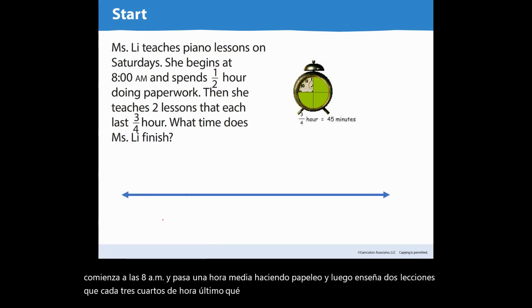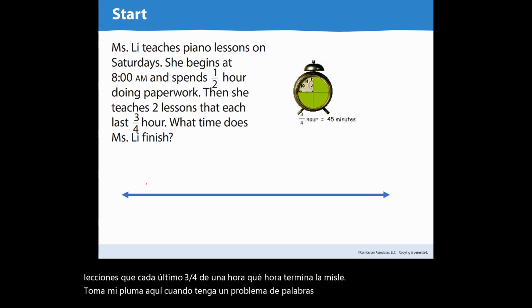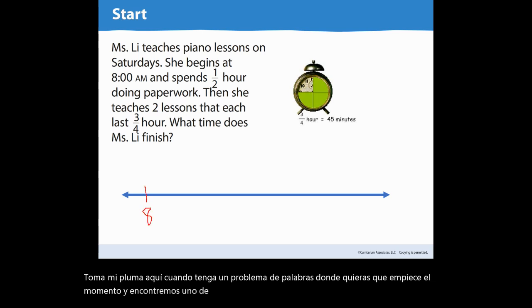Take out my pen here. When I have a word problem where you want the time to begin and we're finding when someone finishes, I find it really easy to use a timeline. So go ahead and push pause and see if you can use a number line to solve this problem.